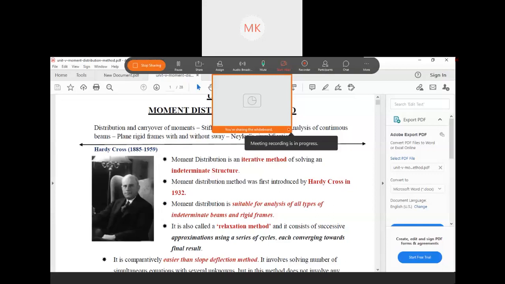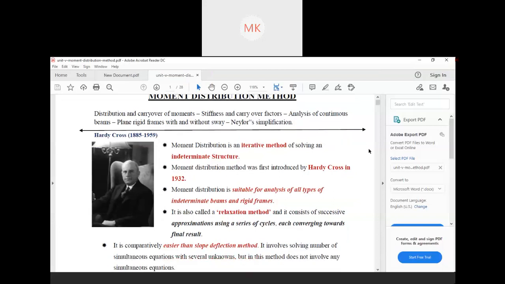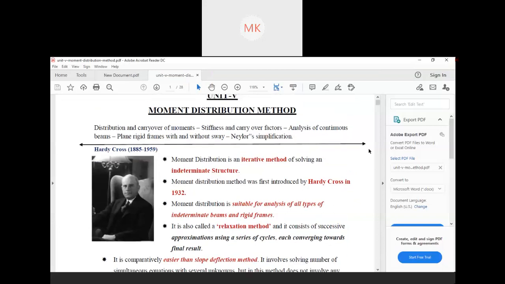Have you earlier got this in your earlier semester, moment distribution, in your previous semester? Okay, am I audible to you? Are you all listening? Okay. In the earlier semester, did you get this moment distribution method? Say yes or no.